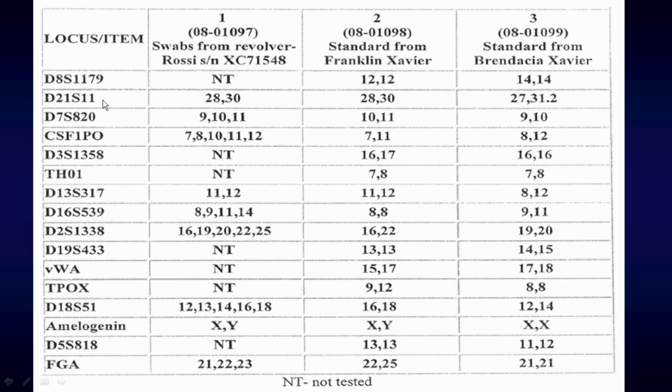You can see a number of different loci are named along the way here. And for the revolver, we see which alleles the testing laboratory feels were observed in the electropherogram. At the D21 locus, a 28 and a 30. At the CSF1 locus, a 7 and 8, a 10, an 11, and a 12. And we can see the same DNA profile. This is the genotype for Franklin Xavier from his reference. And we have a reference profile from Brendacia Xavier. This is her DNA profile in this column here.